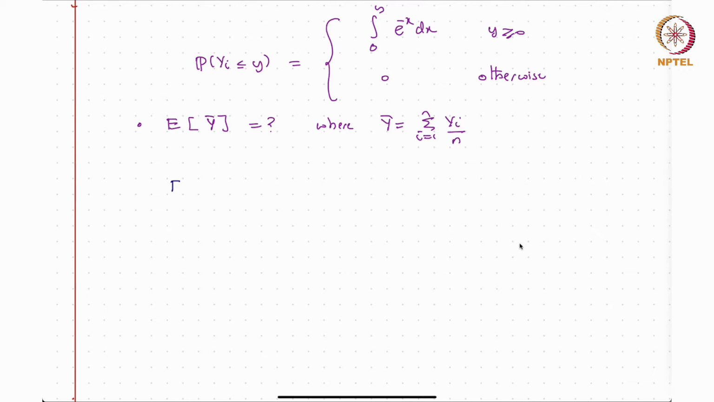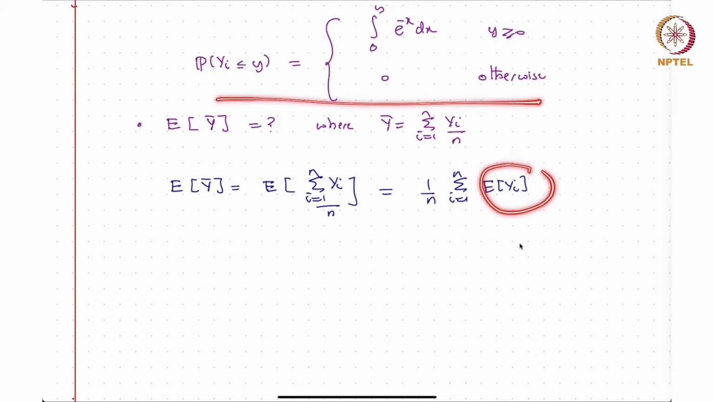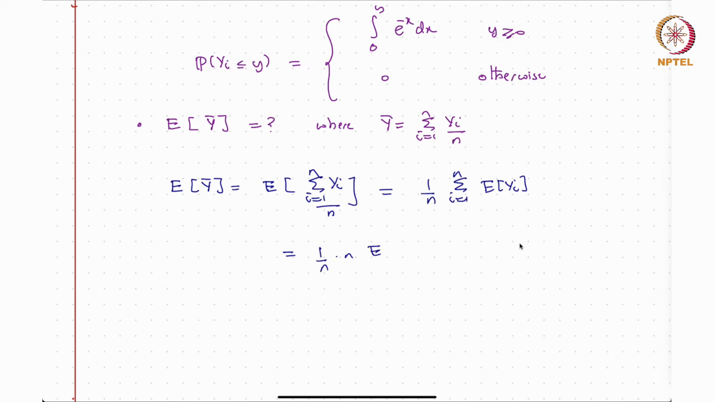So E of y bar is the same as E of the sum from i equal to 1 to n of yi divided by n. That's going to be equal to 1 over n, because the expression is linear, summation i equal to 1 to n of the expectation of yi. Now, each of the yi's has the same distribution, exponential, so they're all the same quantity. So this equals 1 over n times, I can take any of the yi, so I'll take E of y1. So the n cancels off.